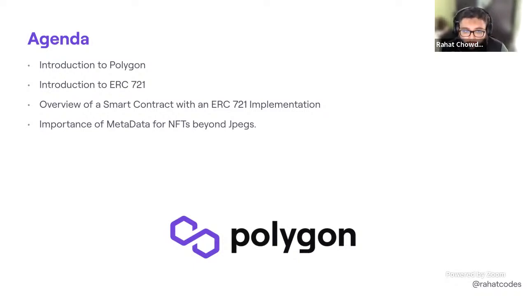We're also going to do a little bit of an overview of a smart contract that I wrote that has a very basic ERC 721 implementation. You'll also be able to go on Polygon Scan and actually interact with the deployed contract if you want to. And then finally, we're going to go over the importance of metadata for NFTs beyond JPEGs.